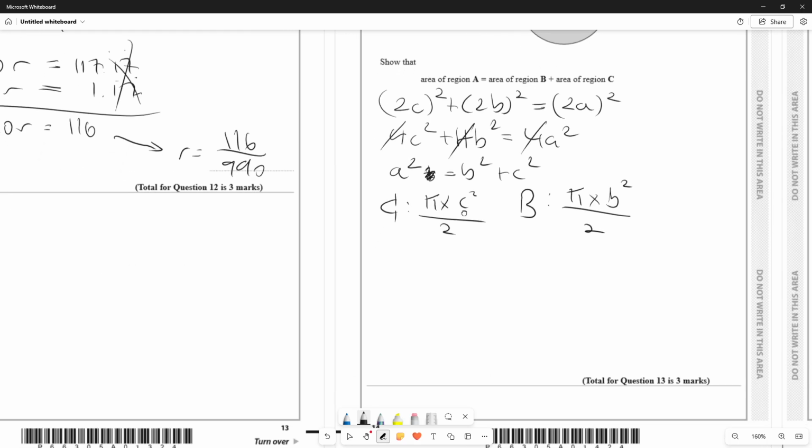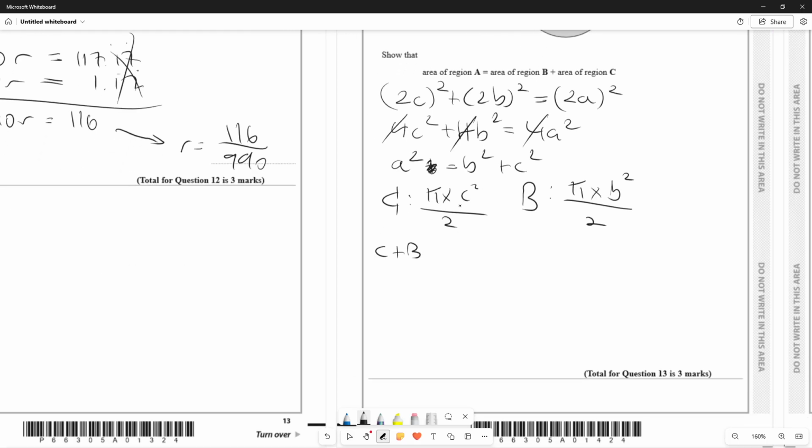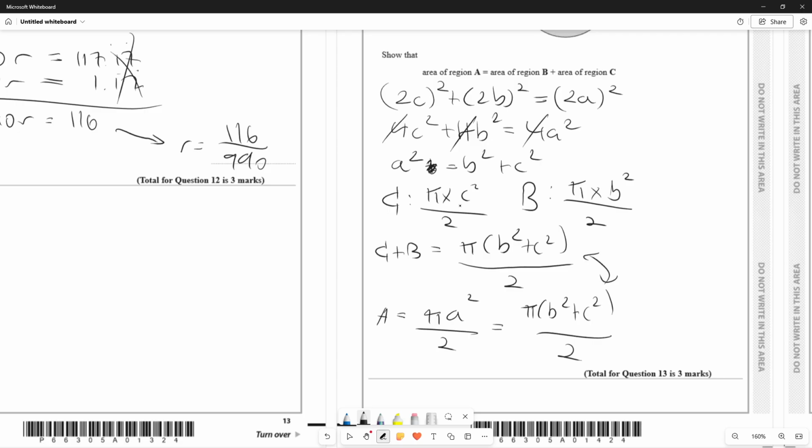So C plus B is equal to pi times b squared plus c squared. Put these in brackets because you'll be able to factorize if you work them out. And A is equal to pi a squared over 2. Going back to here, we have a squared equals b squared plus c squared. So we can just replace a squared with this. So we have pi times b squared plus c squared over 2. And then we can just write a statement saying both are equal. There you go. We have just proved that.